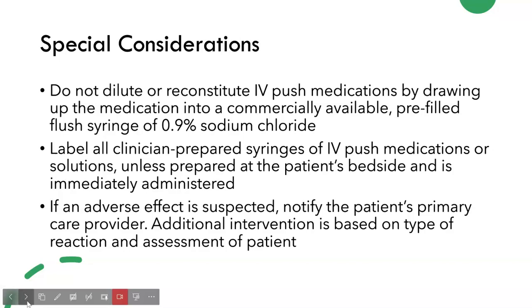If an adverse effect is suspected, you need to notify the patient's primary care provider. Additional intervention is based on type of reaction and assessment of the patient. So if they're having what seems like an anaphylactic reaction, they start getting swelling, itching, maybe having trouble breathing, they might have to get some epinephrine or something like that. If they are getting Narcan and they're too sedated or something like that, they can get Narcan, the antidote. So anyways, otherwise you're just going to treat the symptoms, because most medications you can't reverse or don't have an antidote, so you want to make sure that you know what to do if any of these adverse effects happen.